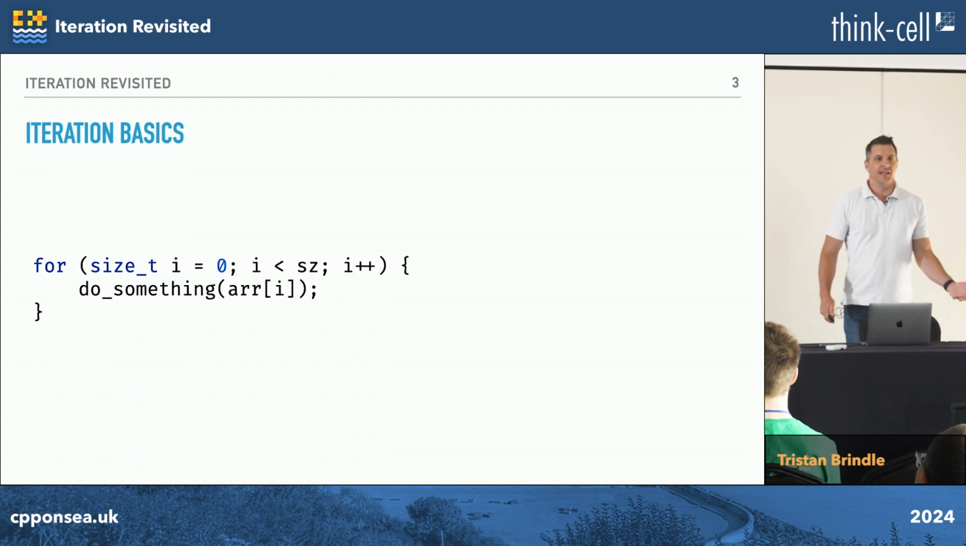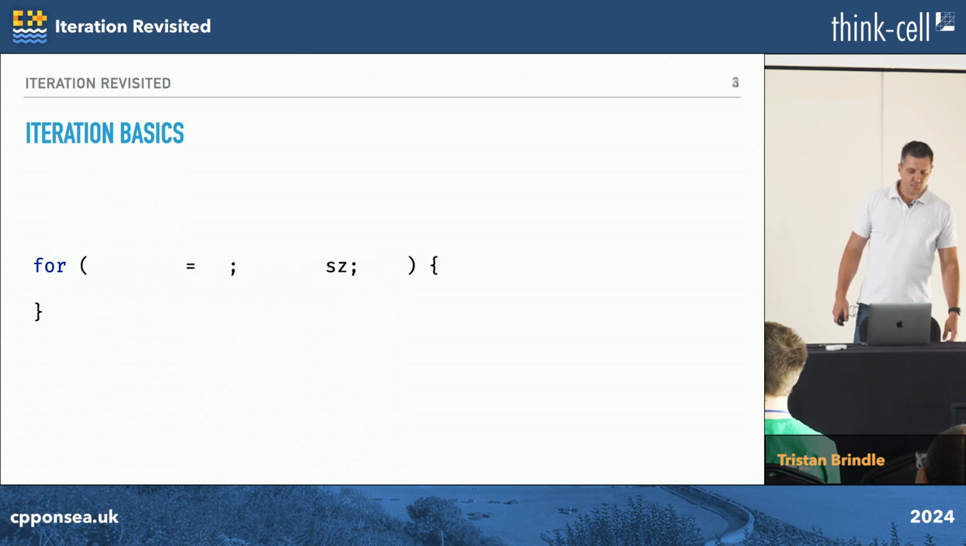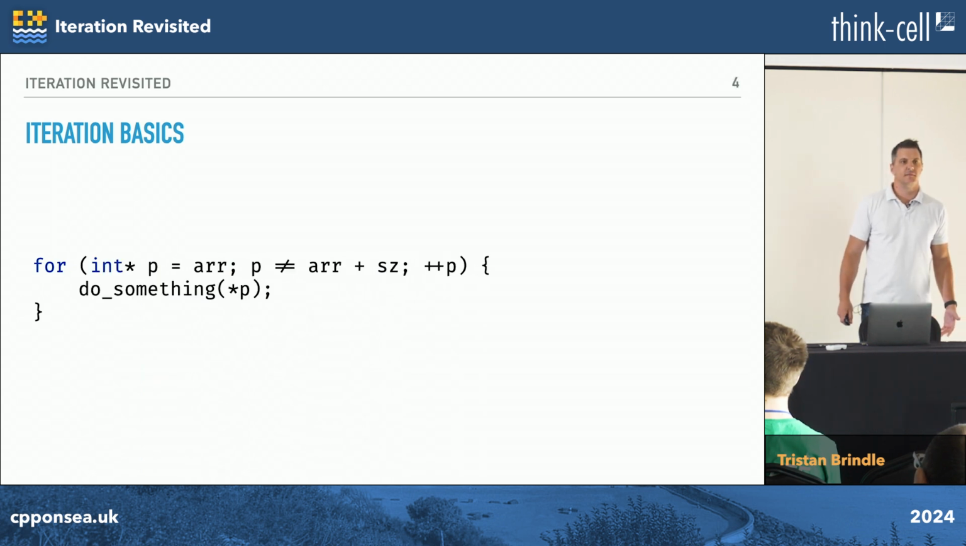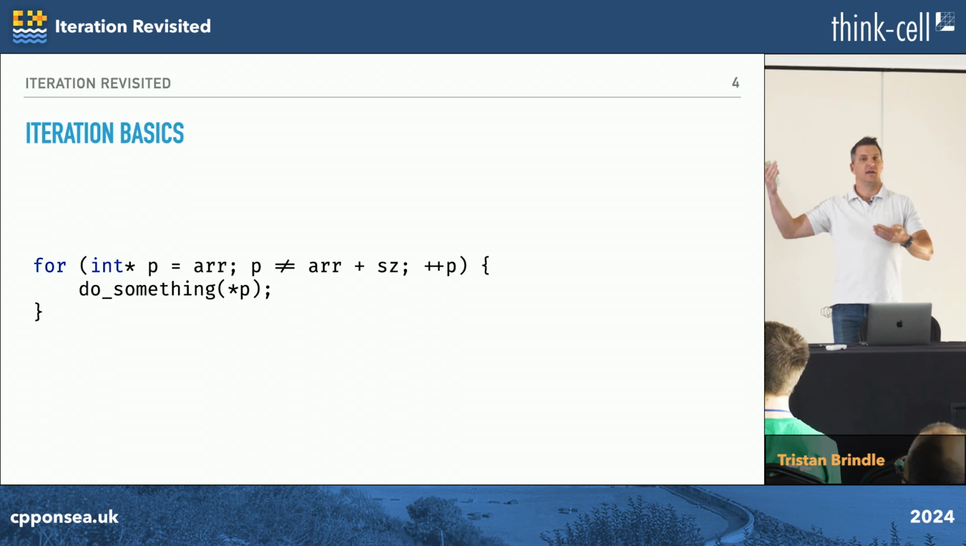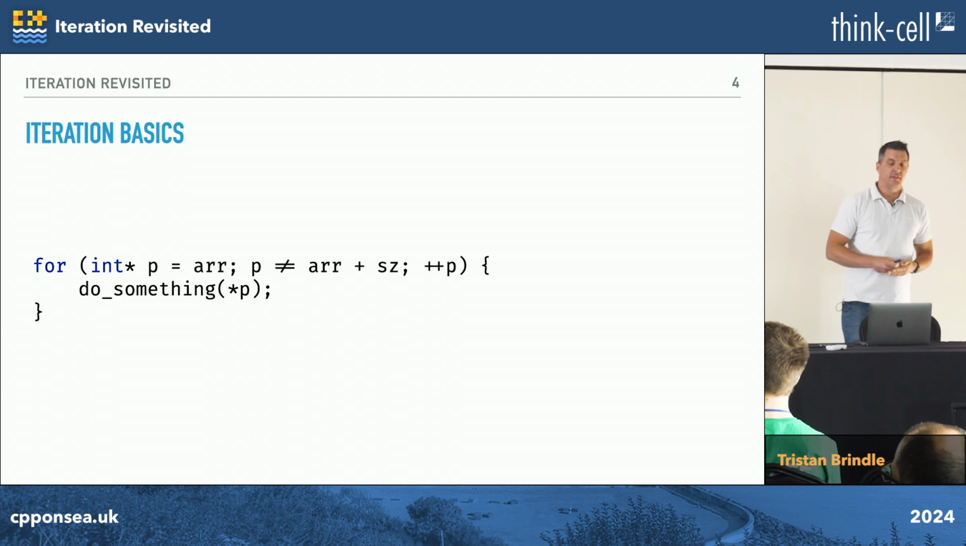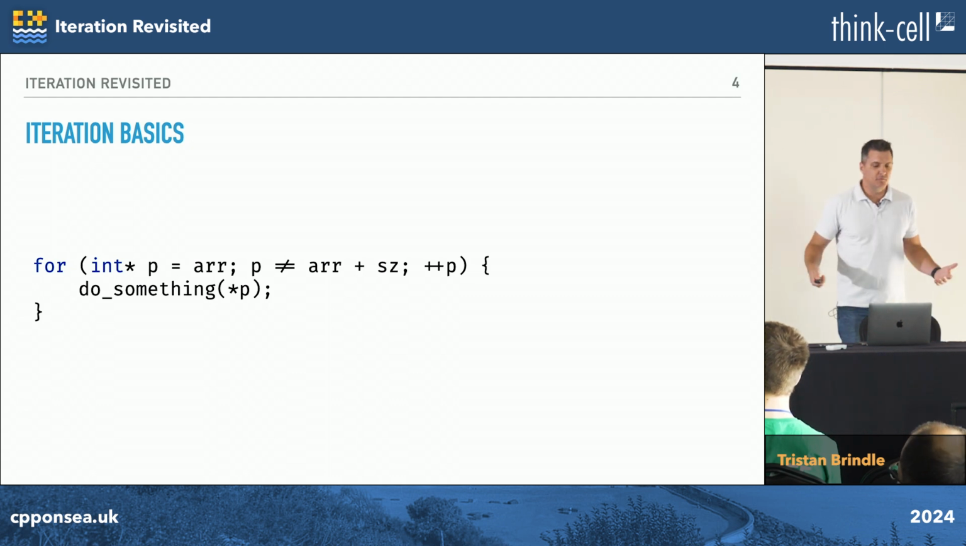But this is not the only way in which we could write an iteration loop. Perhaps if you come from a C background, you might write it something like this. Here we're taking a pointer to the first element, using array decay, the address of the first element. We continue while p is not equal to the address of the first element offset by size places. We're bumping the pointer at each iteration. Within the body of the loop, we're dereferencing that pointer, accessing the element at that address, and passing that to the do something function. So this is how you might write it in C.